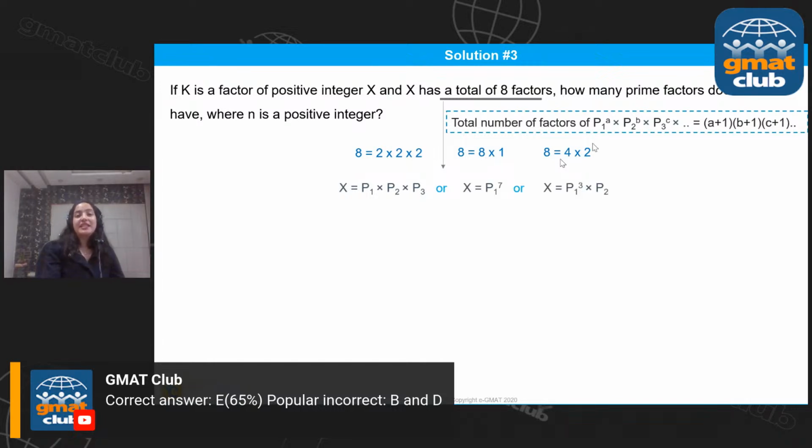And in each case, in the first one, 8 times 1, it's really just one prime factor, because when 1 gets multiplied, it means the original prime factor had 0 as a power.